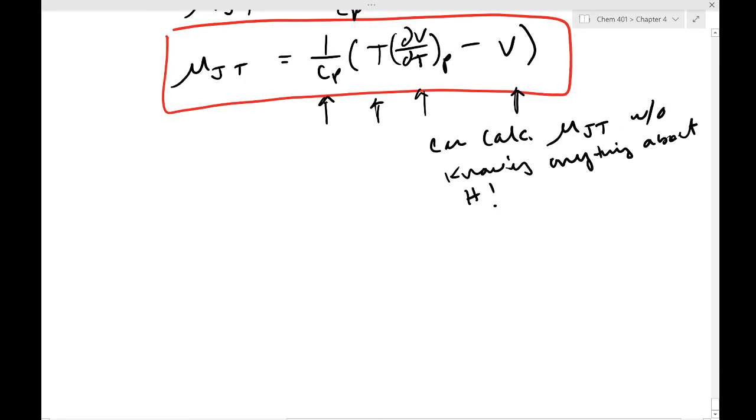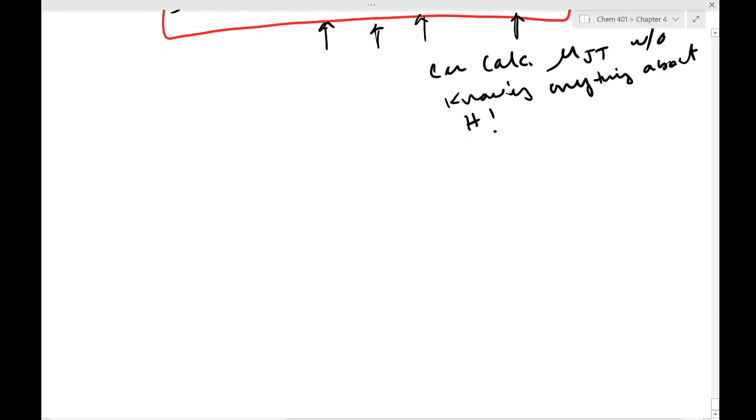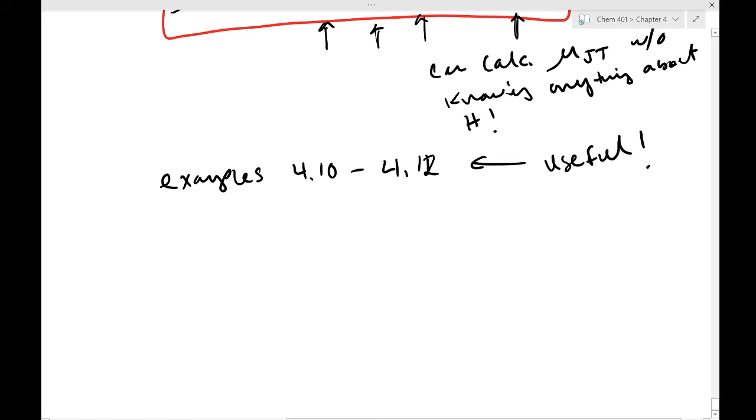I suggest that you look over them and also do examples 4.10 through 4.11. Or actually, I think that there might be 3. Maybe it's 4.10 through 4.12, I believe. Okay, these are super useful, and they show you how Maxwell's relations are best used for this type of thing.